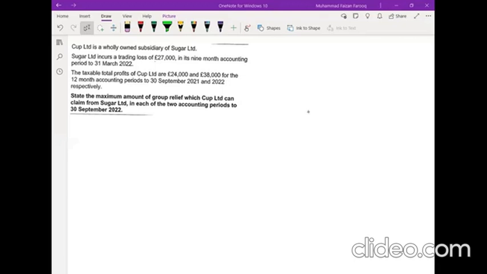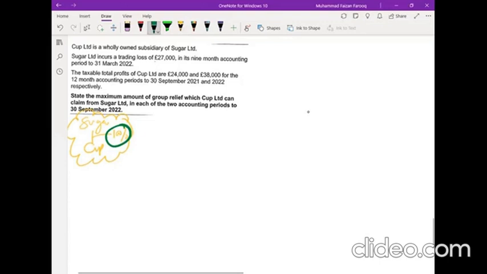Cup Limited is a wholly owned subsidiary of Sugar Limited. And Sugar Limited is the parent, right? And wholly owned, right, 100% holding. So a group is formed. Group is there.